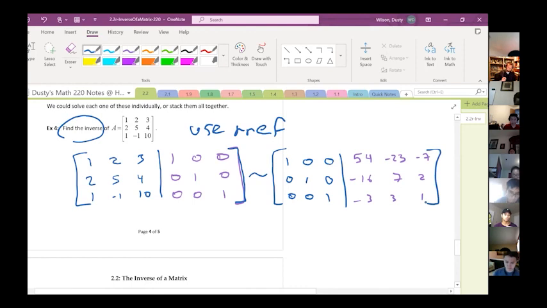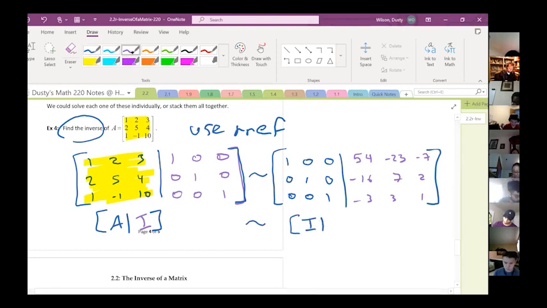Okay. And what I want to comment on is that this bit over here is your A matrix. We started in the form A augmented with I, and when we row reduce, this is going to be equal to I augmented with A inverse.